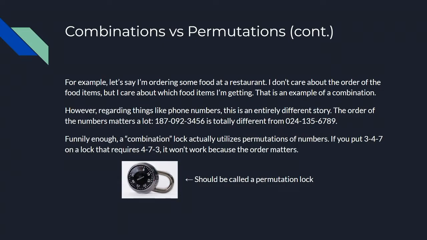The interesting thing is that a combination lock actually utilizes permutations of numbers. I'm not sure if any of you have ever used a combination lock, but you have to put a certain permutation of numbers in the lock, in a certain order. If the lock wants me to do 473, and I do 347, it's not going to work. It's the same numbers: it has 4, it has 3, it has 7, so it should work. But it doesn't, because the order matters. If it's a combination, the order shouldn't matter, but it does. So it should be called a permutation lock. I think a lot of people have touched on this before, but that's the accurate way of saying it, because the order matters.